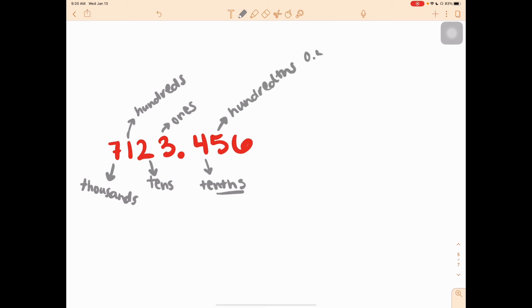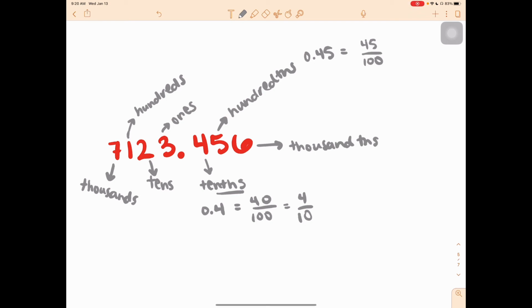This 5 is in the hundredths place. And it's because 0.45 equals 45 out of 100. Okay? Just like 0.4 is the same as 40 out of 100, or it's 4 out of 10. So that's why it's the tenths place. Okay? And then the 6 here is the thousandth place, because 0.456 is 456 out of 1,000. It's 456 thousandths. That's how you would say 0.456.